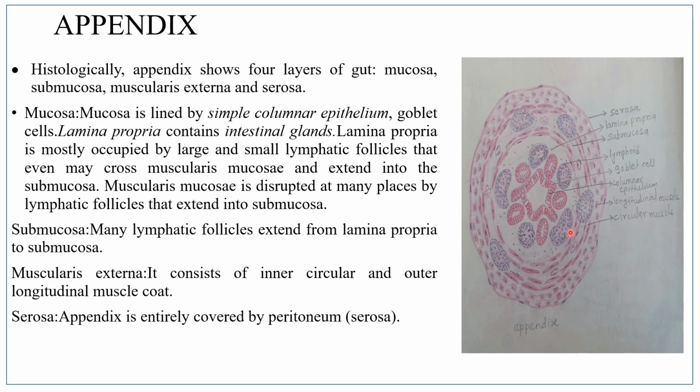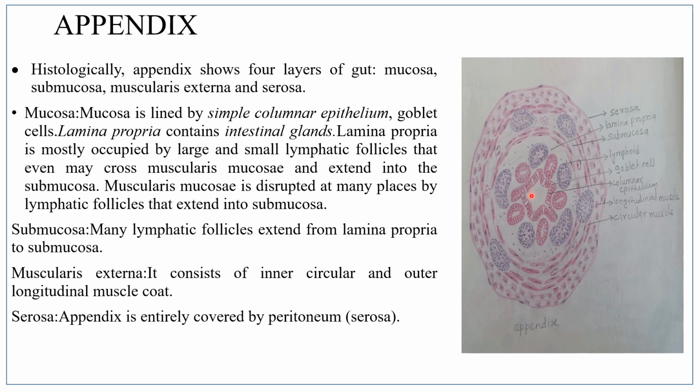Appendix is an example of diffuse lymphatic organ or diffuse lymphatic tissue. It also comes under mucosa associated lymphatic tissue, MALT. So in general, the gut system is formed histologically by four layers. There is mucosa, then there will be submucosa, then the third layer is muscularis externa, and the outermost layer is the serosal layer. As the appendix is completely covered by peritoneum, this will be the serosal layer.